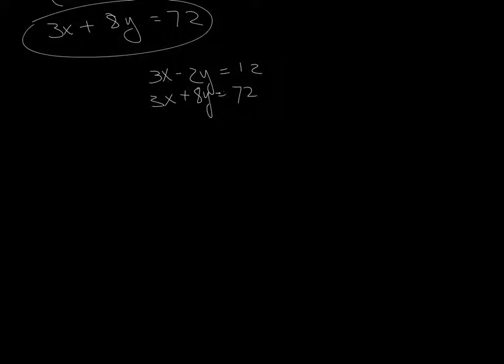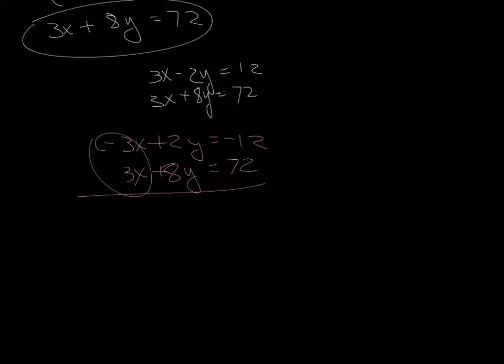So we can take this equation and change all the signs, or this equation and change all the signs, so that we get a -3 on one of the equations. It doesn't matter. So let's change all the signs to the top one, and leave the bottom alone. Now we add, those go away. We get 10y equals 60, and y then equals 6.